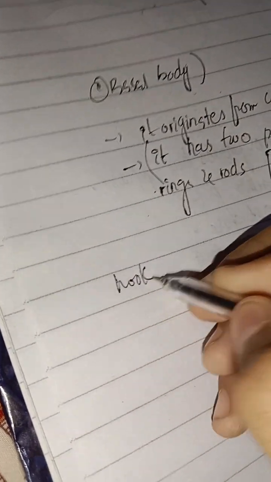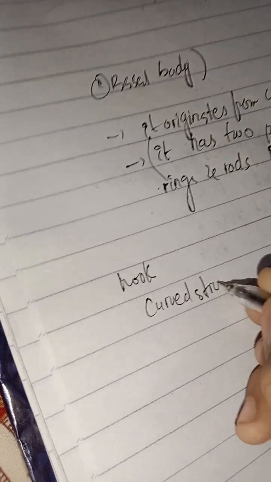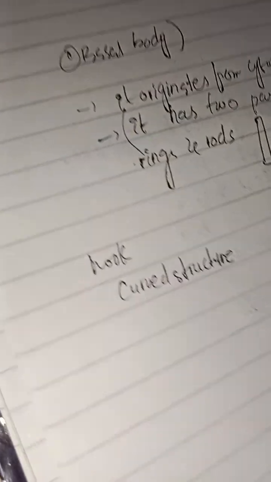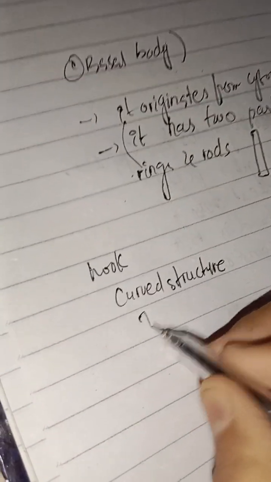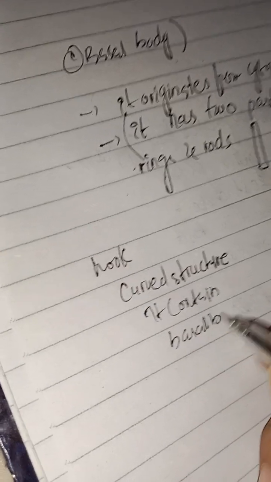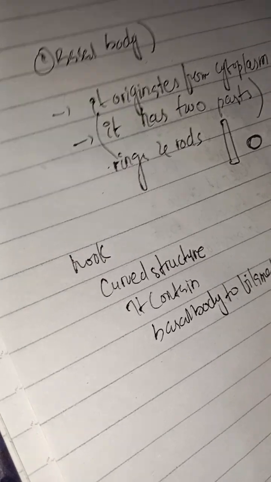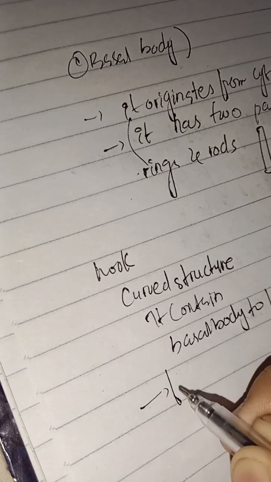Now hook. What is hook? This is the curved structure. It connects the basal body to the filament. It projects from the surface.